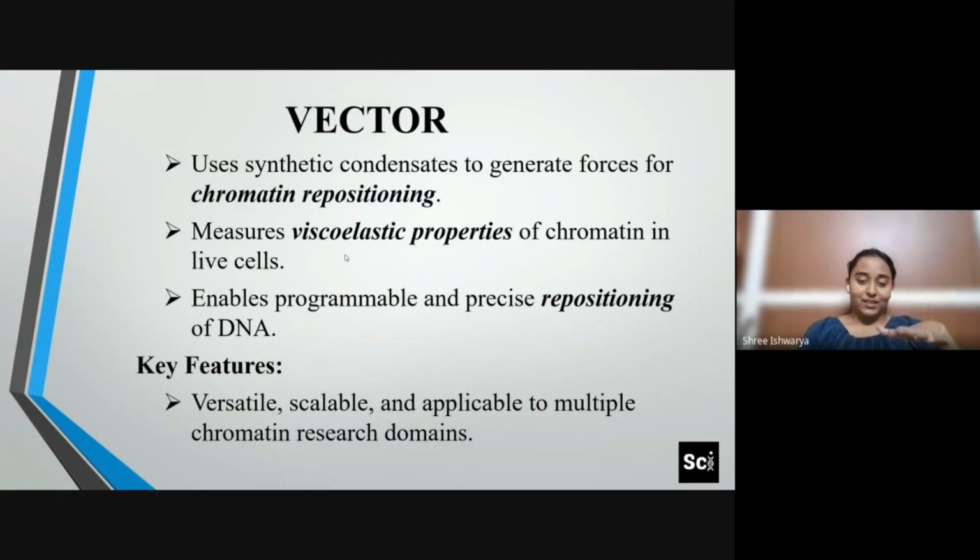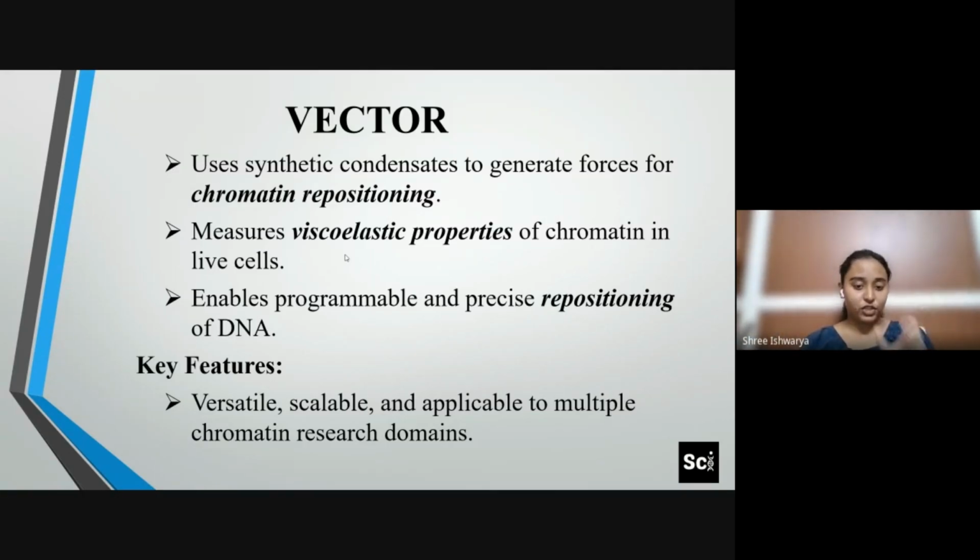Coming to the VECTOR system, we can't use the natural biological condensate present inside your body, because we can't find where the condensates are. Therefore, we are going with a synthetic condensate. These are made in the laboratory and then introduced into your body for chromatin repositioning. Using VECTOR, we can reposition your DNA as well as measure the mechanical properties and analyze the chromatin.